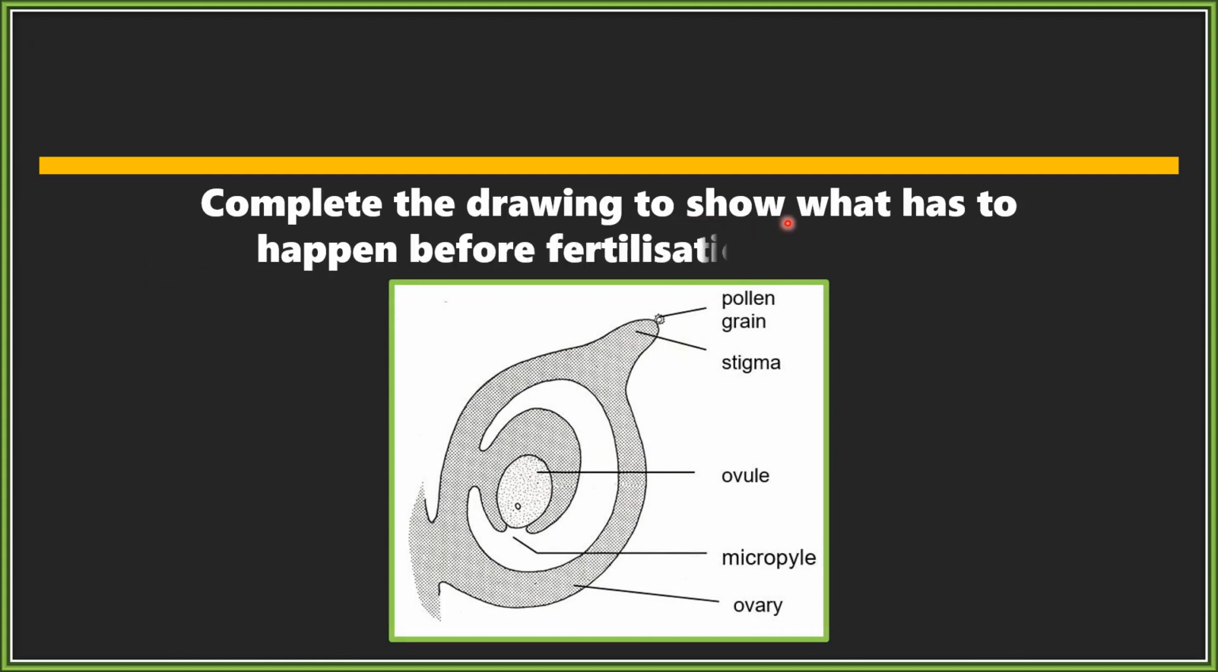Complete the drawing to show what has to happen before fertilization can occur. So here we have part of the flower, the female part of the flower. This might be the stigma, the ovule. We have the micropyle, and the ovary.